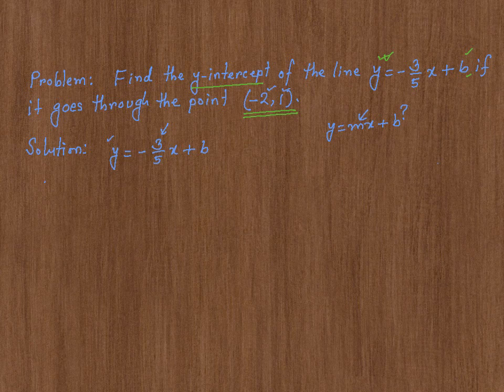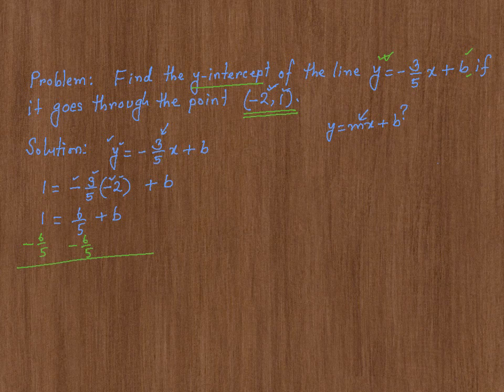So it's given y is equal to 1, so this y is equal to -3/5 times x, but x is -2, so I'm going to put -2 plus b. Now I'm going to solve for b. 1 is equal to this -2 times -3/5, which is going to be a positive number. 3 times 2 is 6/5 plus b. Now, in order to solve for b, all I need to do is just subtract 6/5 from both sides.